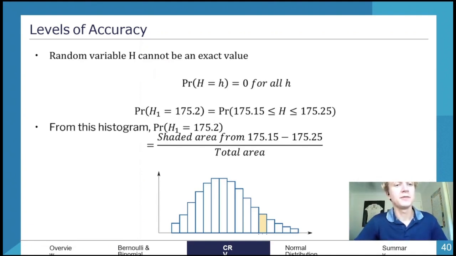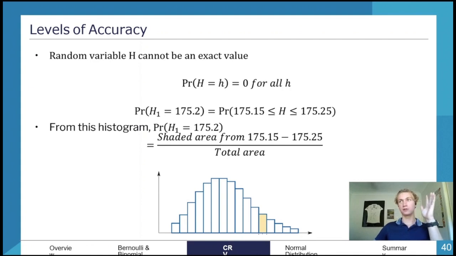Elaborating on this, a continuous random variable H cannot be an exact value. The probability that H equals h is zero. If I asked you as a trick question, what is the probability that X equals 193 centimeters, you might say, well, you just told me, so it's 1. But I'm not exactly 193 centimeters. I don't know how much I am, and we can never work it out, even with an electron microscope. We can never know my exact height down to the infinite decimal place.